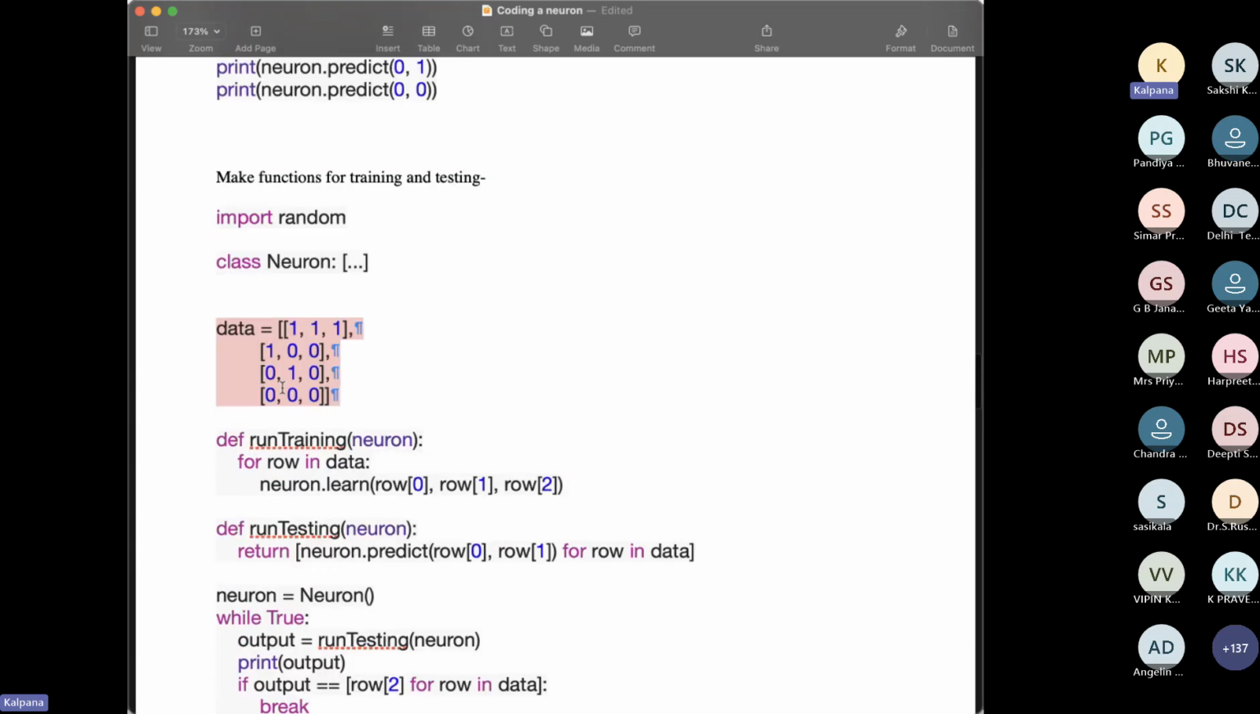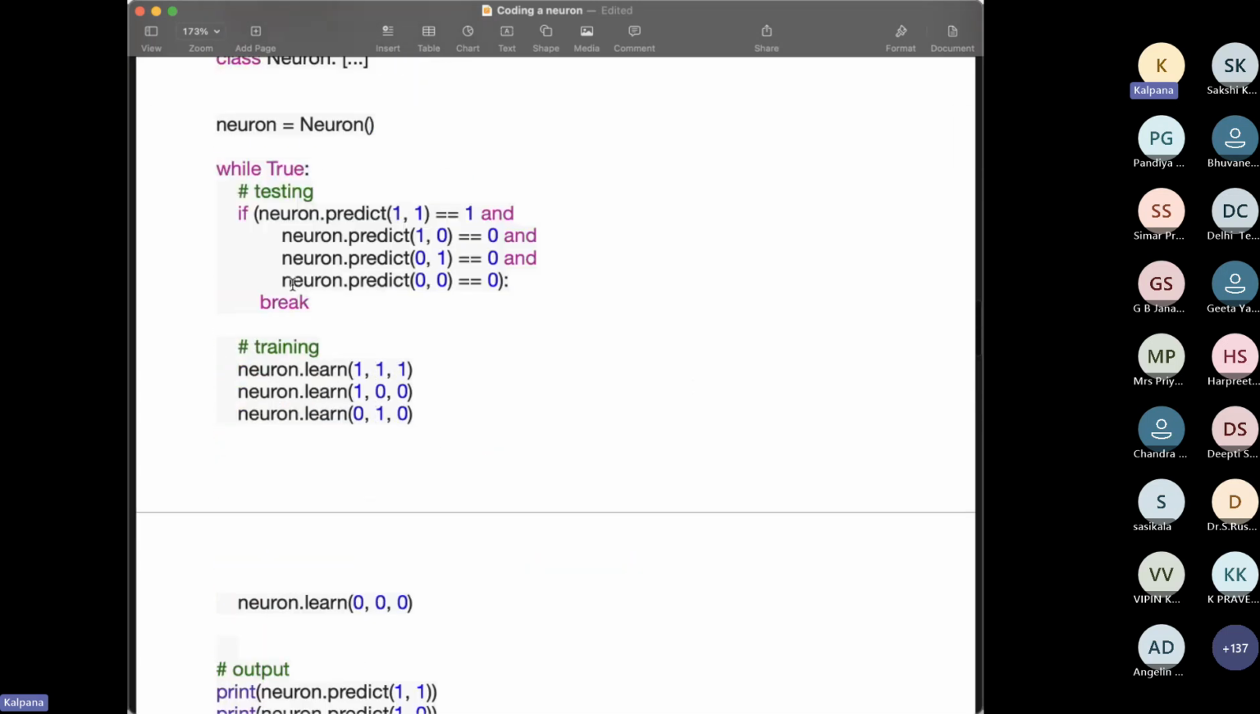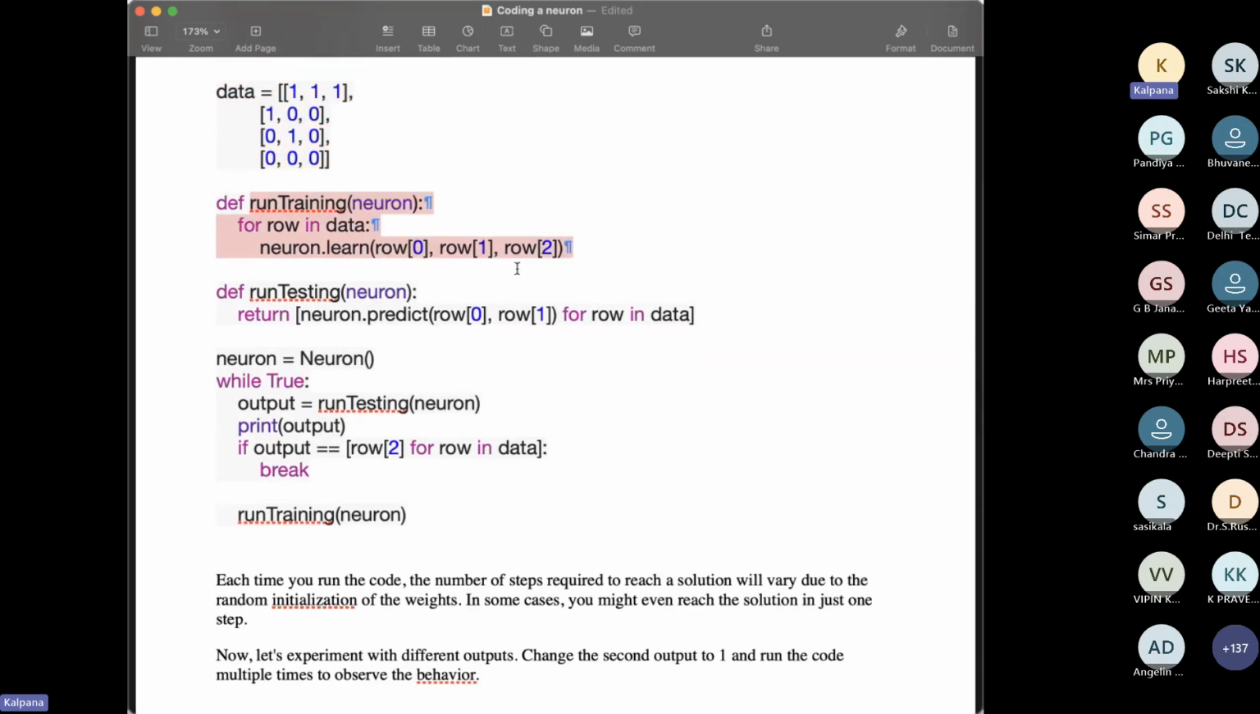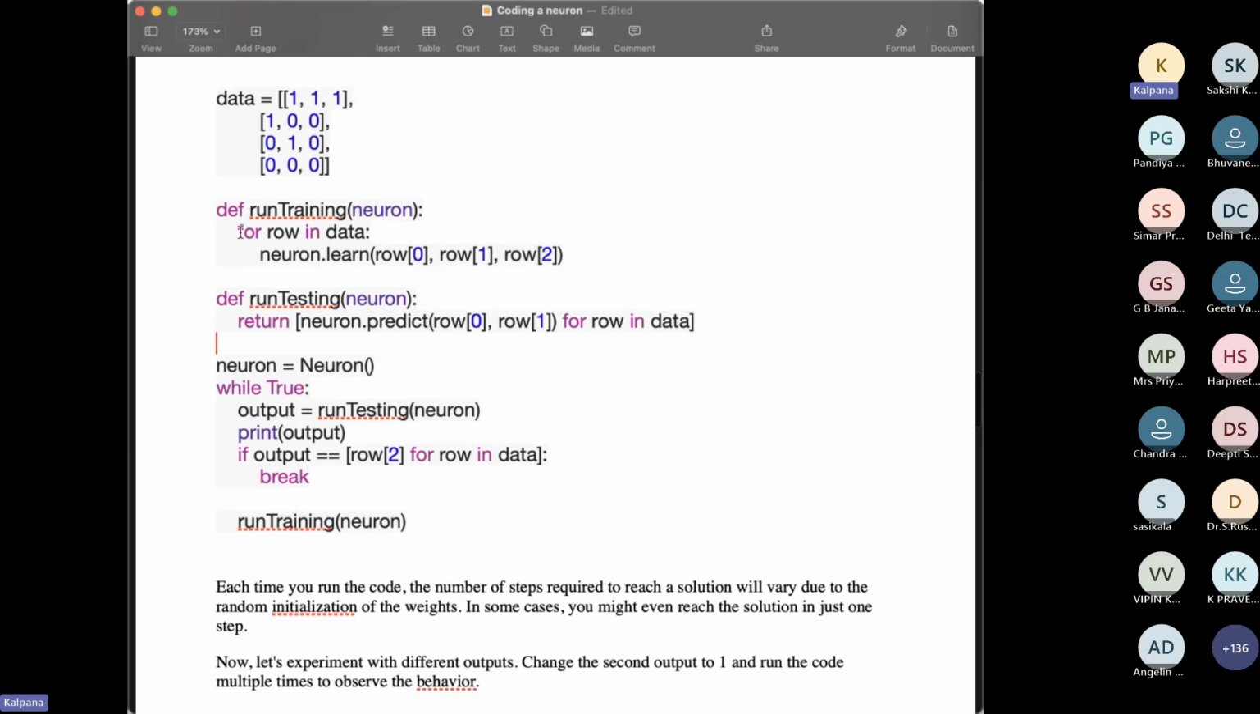So instead of writing the testing and training inside a loop, we have created two different methods, run training and run testing, and the learning process is going on over here, and that's it. So now what is happening? What is this run training doing? It is taking the neuron, and for row, these are the rows, it is picking up the data. So it is passing learn.